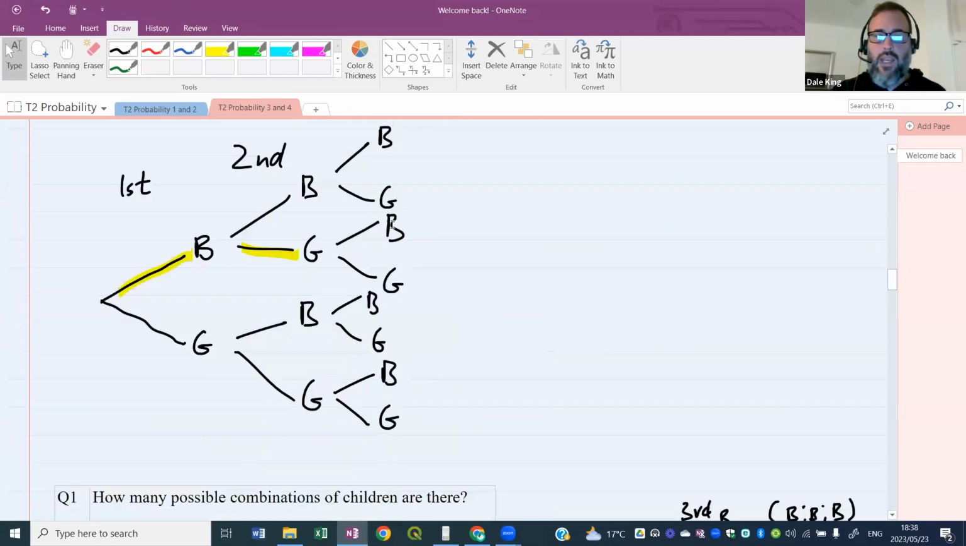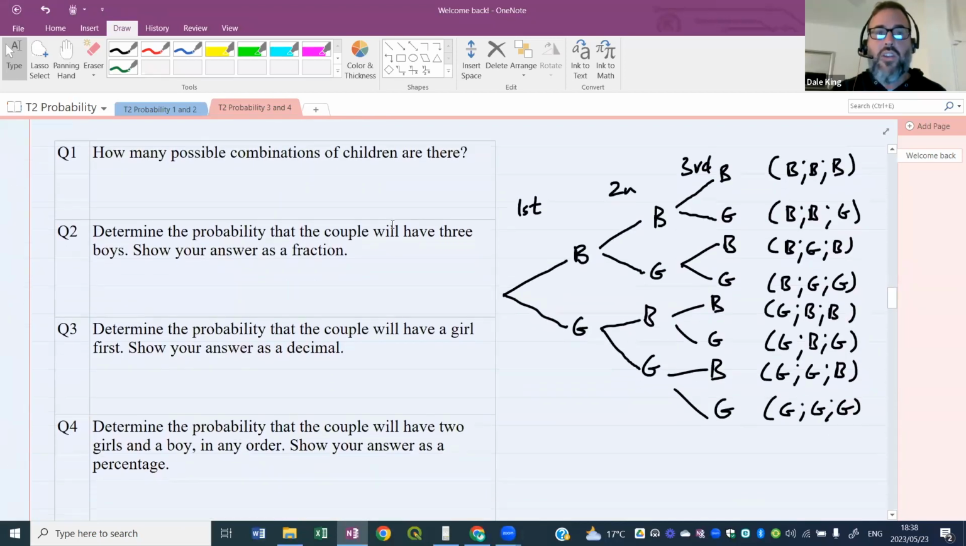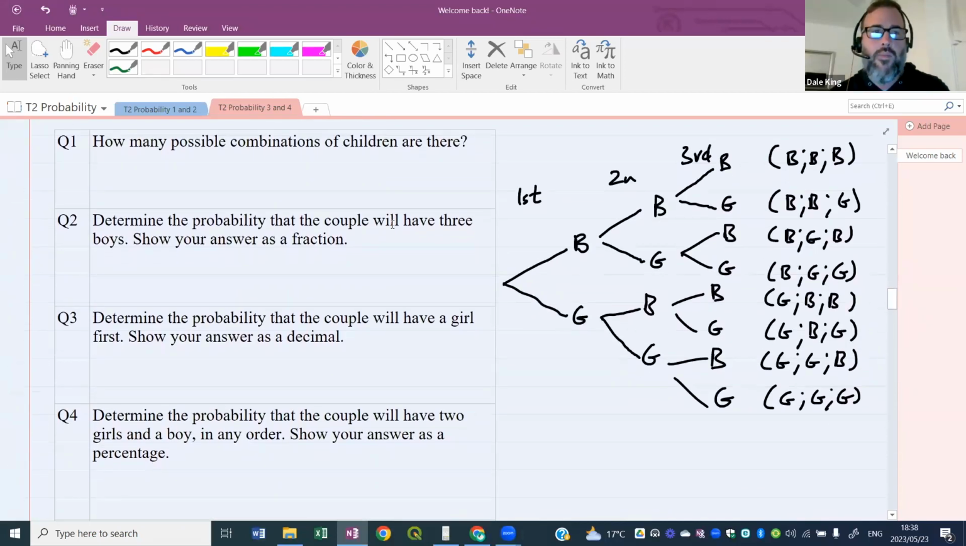Now we can answer any question on this scenario because we've got a tree diagram. It's easy. So, Bianca, it is your time to shine. Bianca. Hi, sir. How are you?